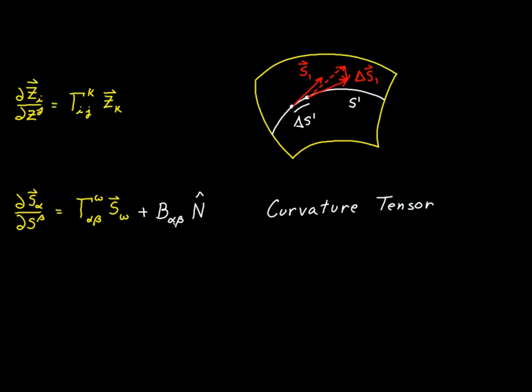And we put the indexes on the bottom. So in this form, it's a covariant tensor. All right, then next thing, let's consider this.